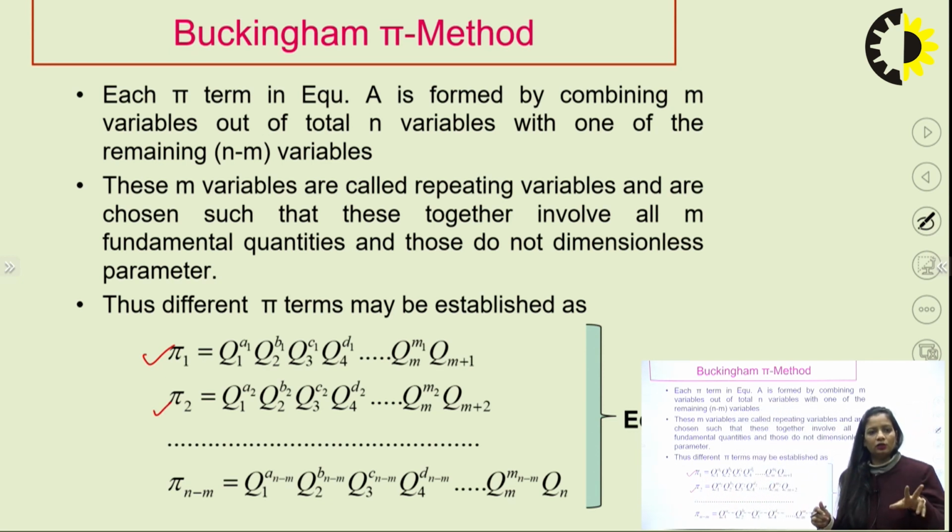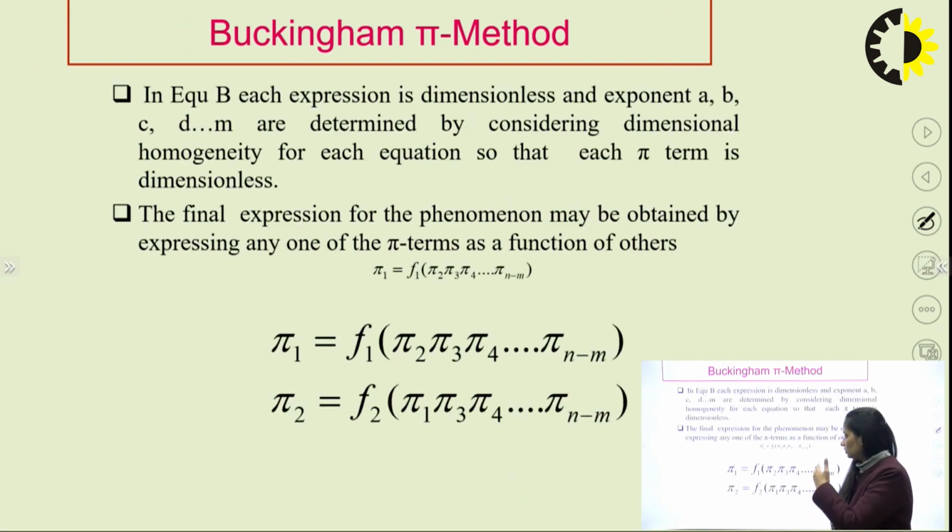There were two methods, as we discussed before: the Rayleigh method and the Buckingham Pi theorem. Usually we use the Rayleigh method when the number of variables involved in a particular fluid flow phenomenon is between 1 to 4. But whenever the involved variables become more than 4, 5, 6 or something like that, then we can use the Buckingham Pi method. So here you can see how we can formulate pi 1, pi 2, pi 3, pi 4.